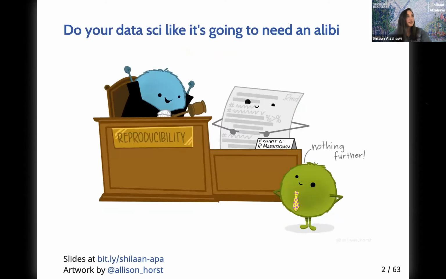An alternative title for this talk is Do Your Data Sci Like It's Going to Need an Alibi. If you ever are put in front of the reproducibility judges, all you need to do is show your exhibit, which is your R Markdown document, and they will have nothing for you. I love this artwork. It's all by Allison Horst, whom I should give credit to.